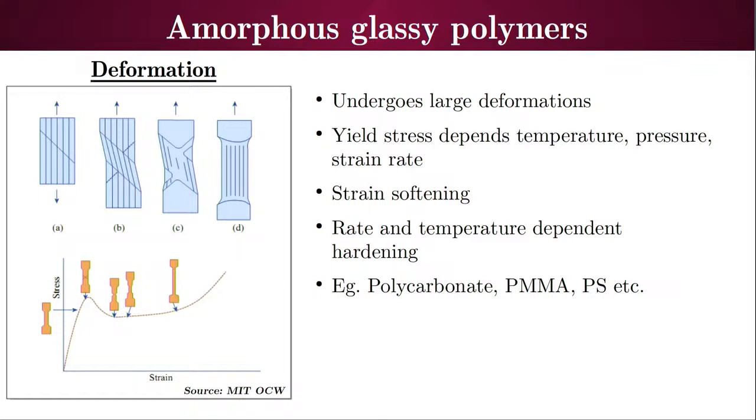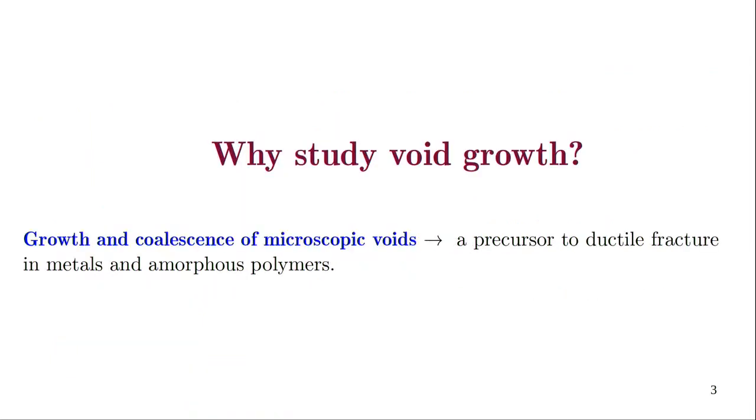As far as engineering is concerned, these materials are important because they show higher toughness, and because they are loading rate dependent, it has been observed that their toughness is also rate dependent. So they are mostly used in impact loading conditions. Okay. Now why void growth? Because growth and coalescence of microscopic voids are generally precursors to ductile failure in metals as well as amorphous polymers. So that's why we will look at the void growth analysis.